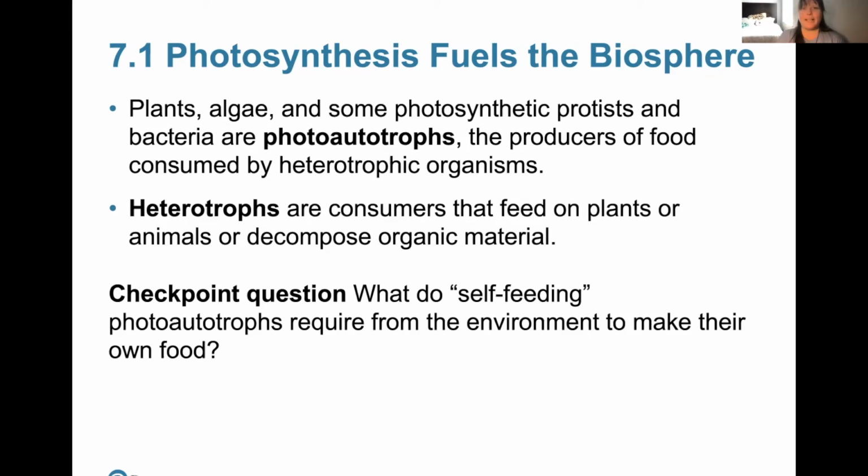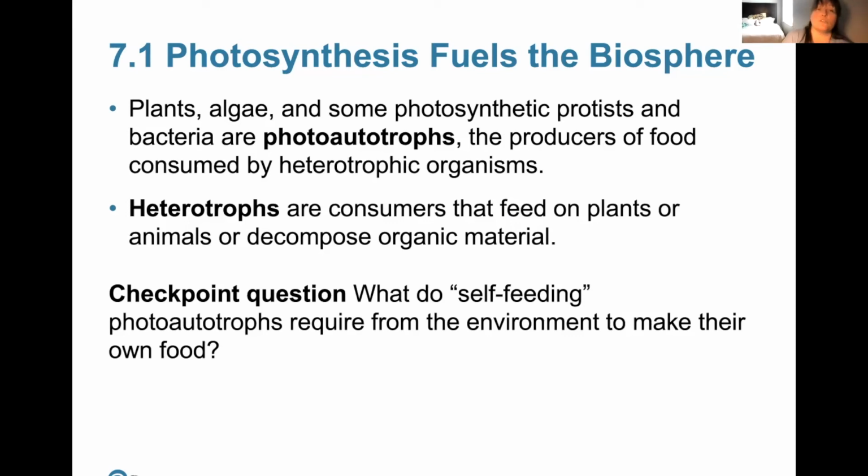So here we go. Plants and algae and some photosynthetic protists and bacteria are known as photoautotrophs. Auto means self. Troph is basically the food. And so autotroph means self-feeding. They're making their own food to eat, so they don't have to get it elsewhere. Photo means light. So a photoautotroph literally means that it's using light to make its own food.